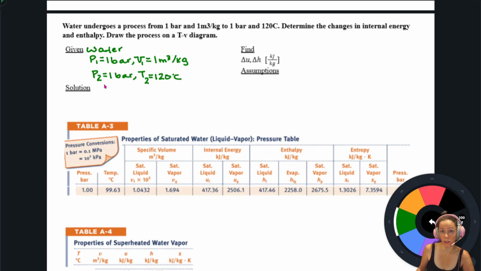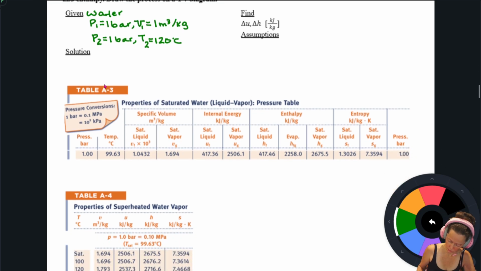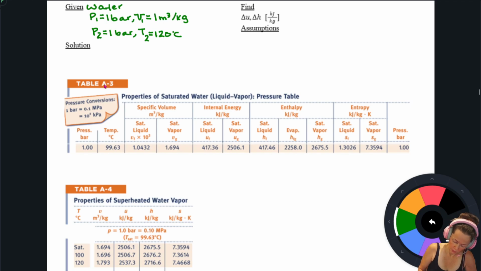So the first thing we need to do is get all the unknown properties. We need U's and H's. We're also missing specific volume at state 2. So let's figure out at state 1, what phase are we in? For state 1, the first thing we need to do is go to our saturated tables, organized by pressure because we know pressure, and figure out what phase we are in.